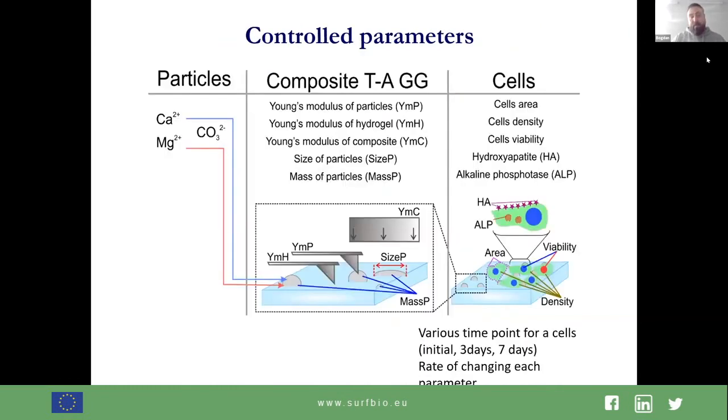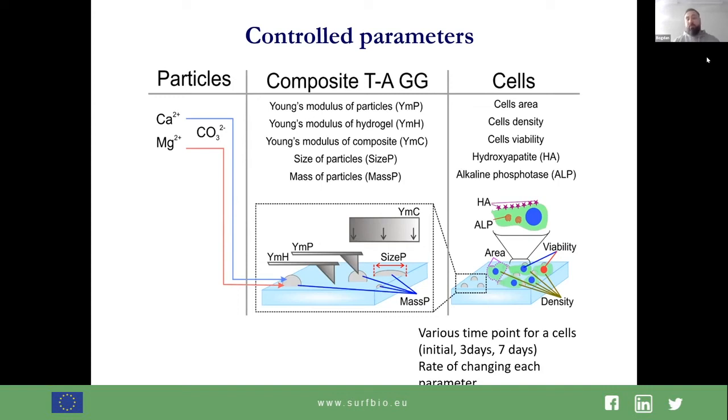What we realize is that in such a system we have a lot of parameters, because we do the mineralization inside, and these are technical parameters which we control by our reaction. We add different percentages of calcium and magnesium ions in the particles. As a result, all of them influence the Young modulus of the particles, the Young modulus of the hydrogel, the Young modulus of the composite overall, and the size and mass of the particles. All of them strongly influence the cell parameters, such as how the cells adhere to the system. So we also measure the cell area, cell density, cell viability, hydroxyapatite production, alkaline phosphatase activity, and so on.